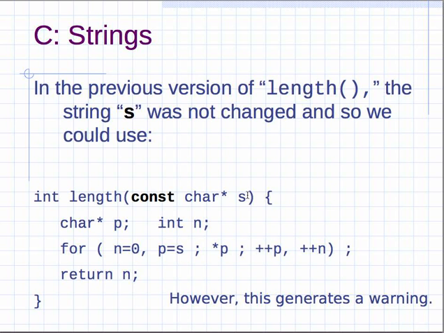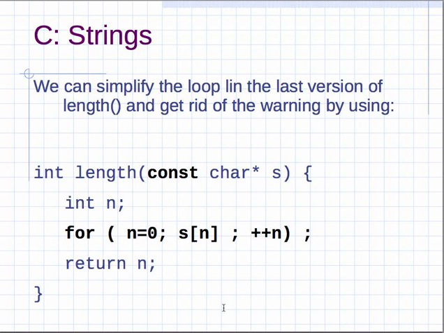The C compiler cannot tell if you pass in s and you have the capability to copy that pointer. Well, you might change what p points to, which basically means that you will be changing what s points to. So it does generate a warning. It doesn't prevent you from actually writing such code and getting it to run as well. So we can simplify this loop from the last version and get rid of the warning by doing this.